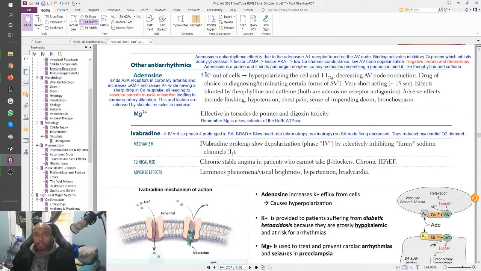Generally speaking, it increases potassium coming out of cells, causing hyperpolarization. Right, potassium coming out is supposed to be related to repolarization, but this is going to end up with hyperpolarization and decreased calcium, decreasing the AV node conduction. Drug of choice for terminating SVTs. So this medication often pops up in questions about supraventricular tachycardia, and it's very short acting. All right, so it's not going to cause any long-term effects.